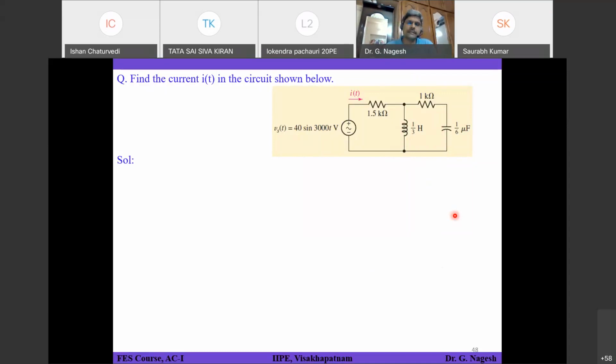Okay, let's see that. Is everyone clear regarding this voltage source converting into an equivalent cosine function? Yes, sir. So you should get 40 at an angle of minus 90.